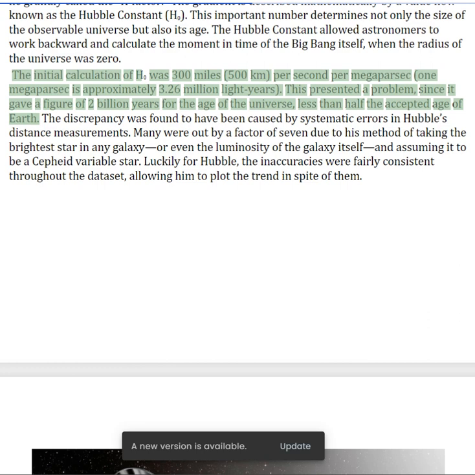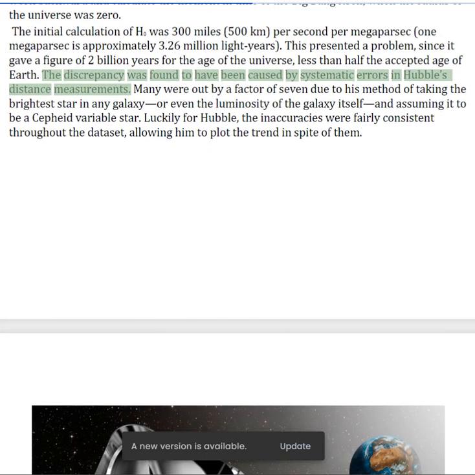The initial calculation of H was 300 miles per second per megaparsec. This presented a problem, since it gave a figure of 2 billion years for the age of the universe, less than half the accepted age of Earth. The discrepancy was found to have been caused by systematic errors in Hubble's distance measurements.